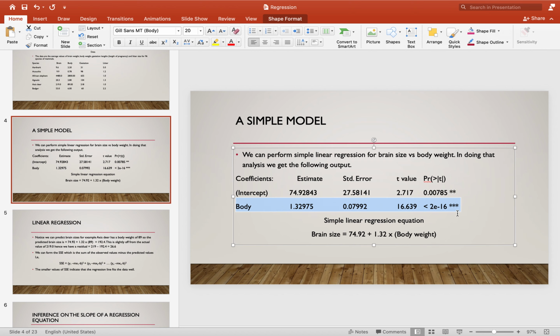So the null hypothesis is that, I switched the two. The null hypothesis is that body weight does not affect brain size. Okay, the alternative is that it does. Okay, and by the way, if body weight doesn't affect brain size, we'd expect an estimate of 0. This is not 0, so it seems reasonable. Our p-value is in agreement that body weight affects brain size.